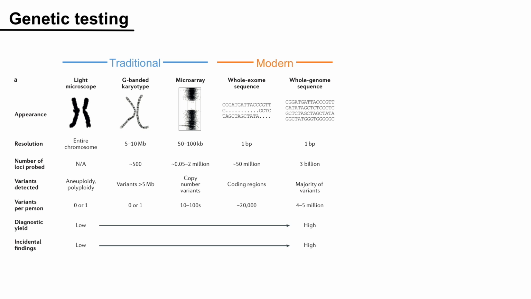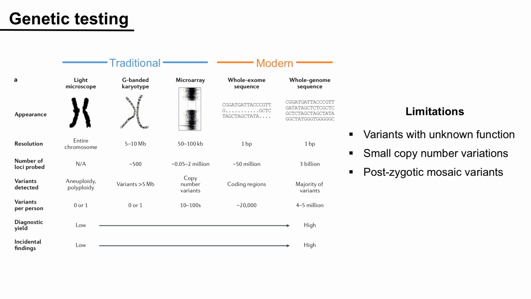This figure shows the characteristics of traditional and modern genetic testing methods. The modern genetic tests using whole exome sequencing and whole genome sequencing have high resolution and coverage. However, they also have some limitations. First, about 70% of genes in the genome still have no known function and are hard to interpret. Second, NGS technologies are poor at detecting small-size copy number variations. Third, post-zygotic mosaic variants are often missed in low-coverage data.